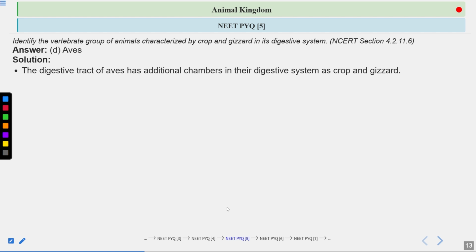The digestive tract of aves has additional chambers in their digestive system, a crop and gizzard, right? So the birds, or the aves, have a digestive tract, and in their digestive tract they have some additional chambers that are not generally present in other organisms, right? So they have this crop and gizzard as additional chambers.